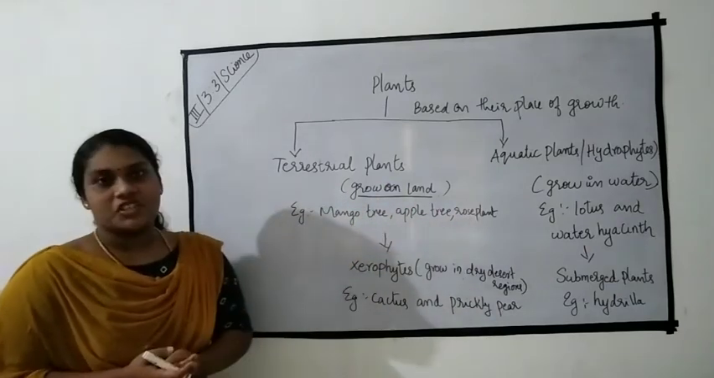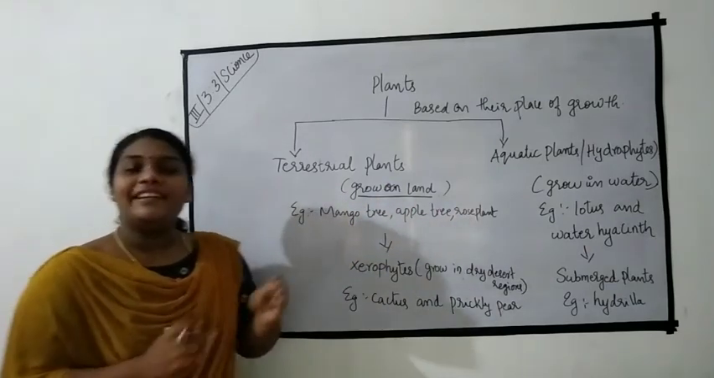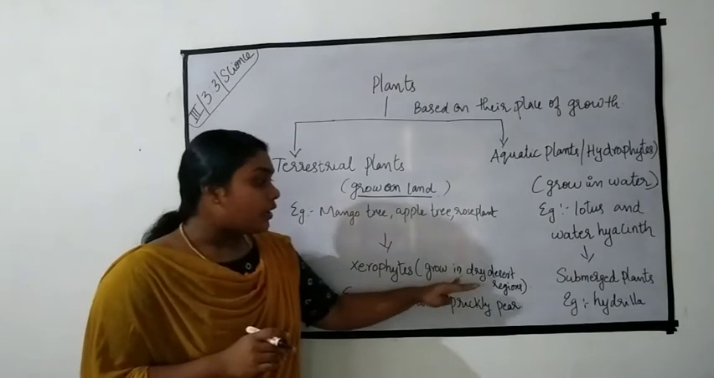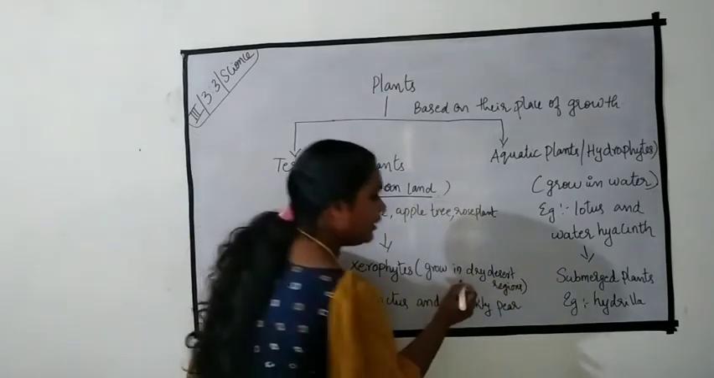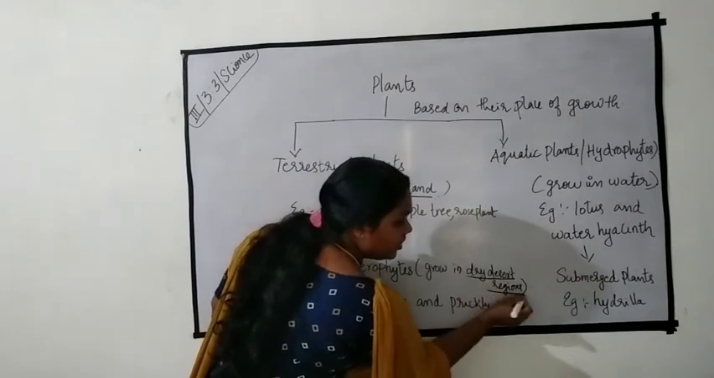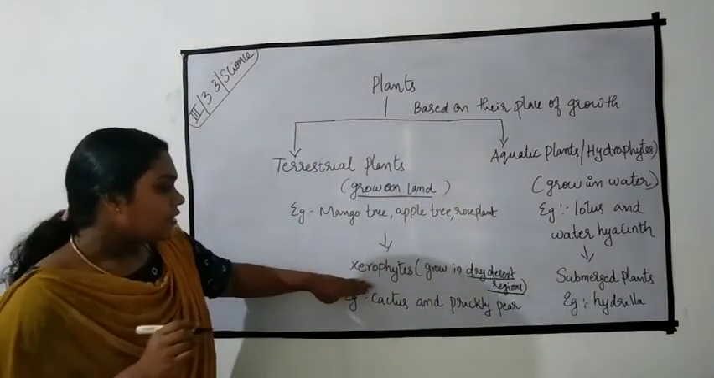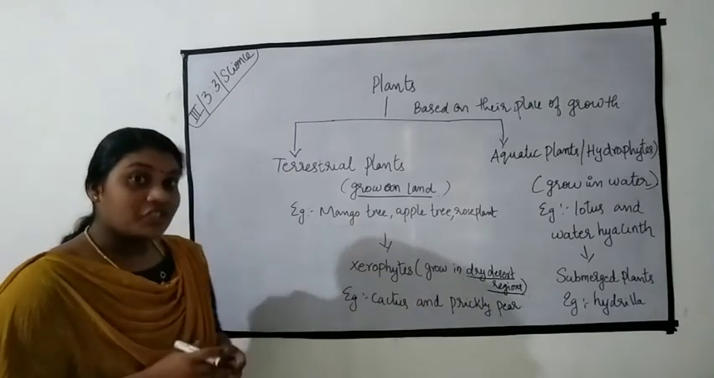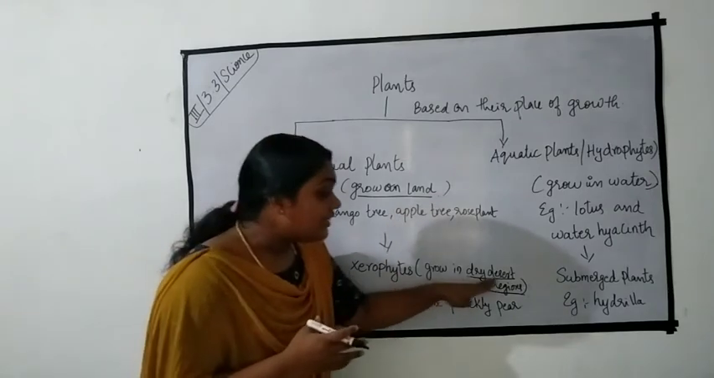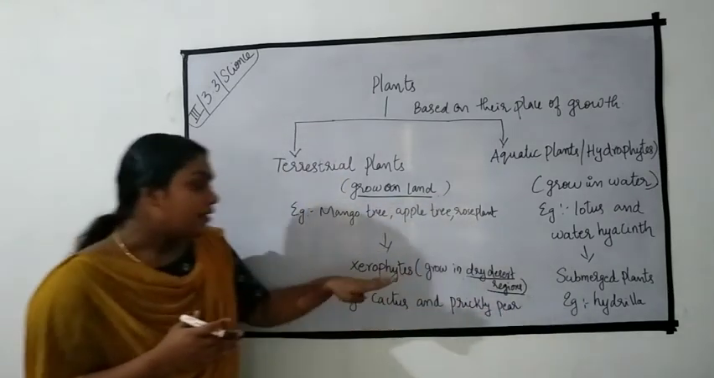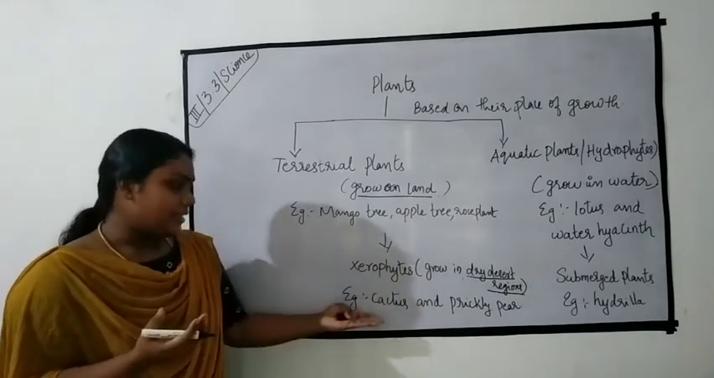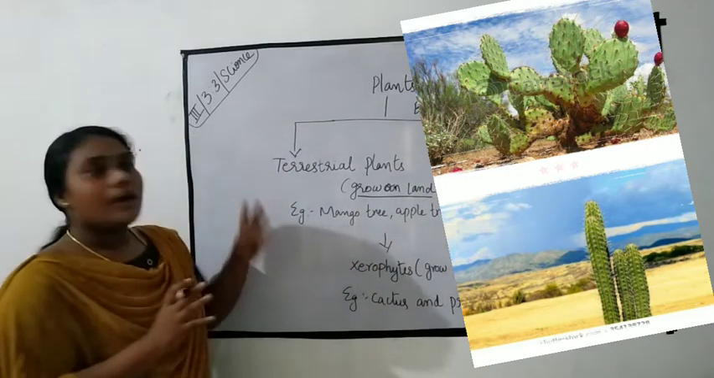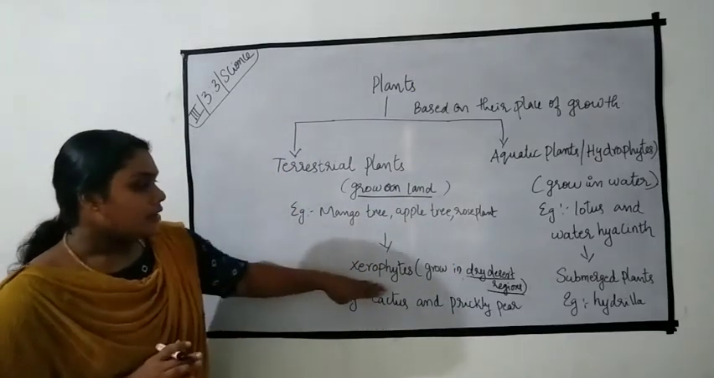Okay students, some terrestrial plants grow in dry desert regions. They are called xerophytes. Examples are cactus plant and prickly pear. All of you clear? What are terrestrial plants and what are xerophytes?